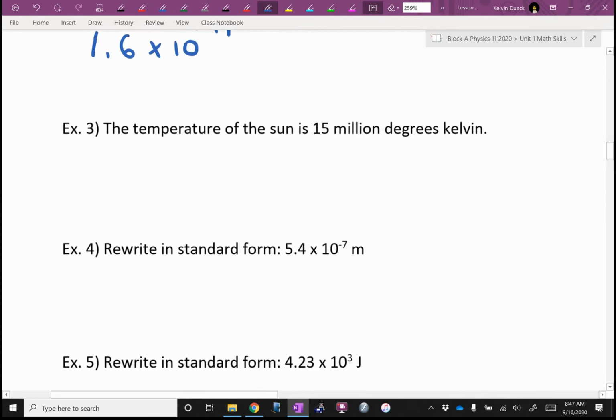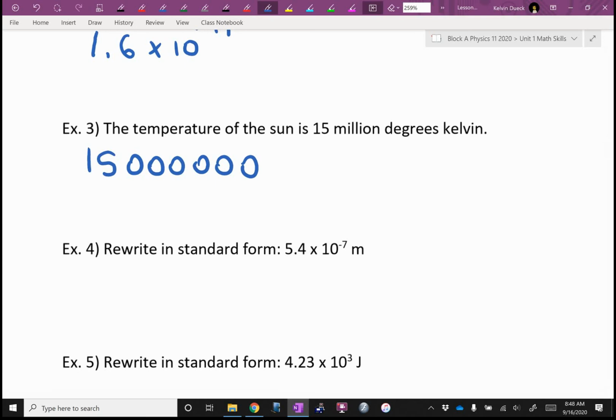The temperature of the sun is 15 million degrees Kelvin. What? 15 million. How many zeros is million? 6 is correct. 9 is not correct. Or maybe you were just a German saying no. 9. I speak German, so I can make that joke.